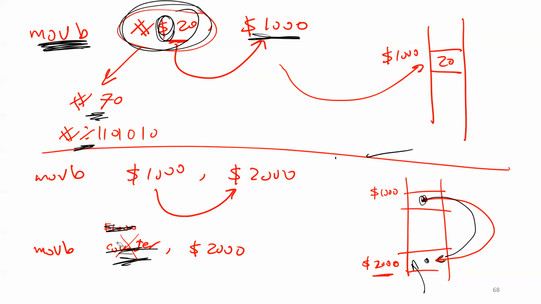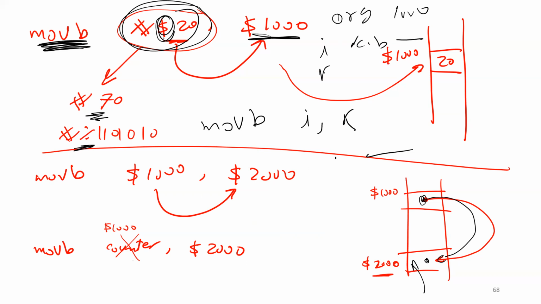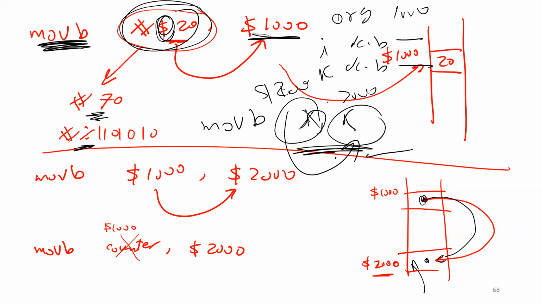Same thing if I say, for example, move byte I to k, and you already defined I and k. So in org 1000, I dc.b whatever, k dc.b whatever. This one is going to be replaced by an address, for example 2000, and this one 3000. So you are going to copy from a memory location to another memory location. Again, please guys, when you see the name of a variable, don't be confused. It will be replaced by the number, so this is a memory location. Any questions?